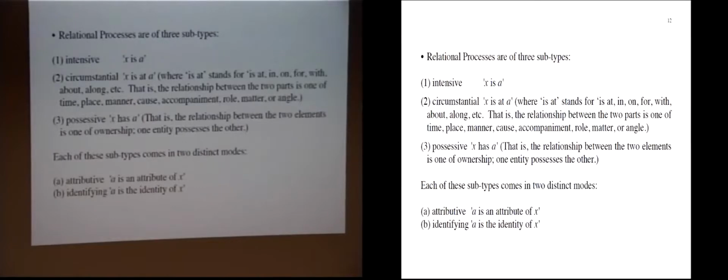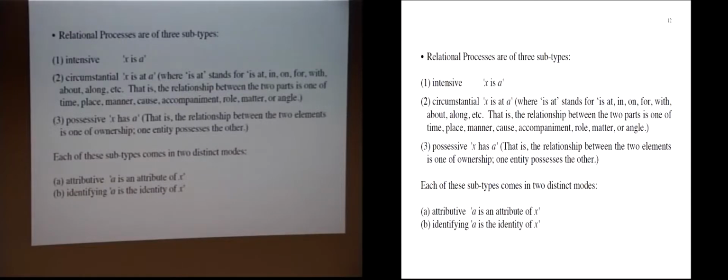So with the relational processes, we have three subtypes. The most common one is the intensive type, when you just say, X is A, or, she is beautiful, or I am the teacher. So that's just straightforward. But there's also circumstantial and possessive types.